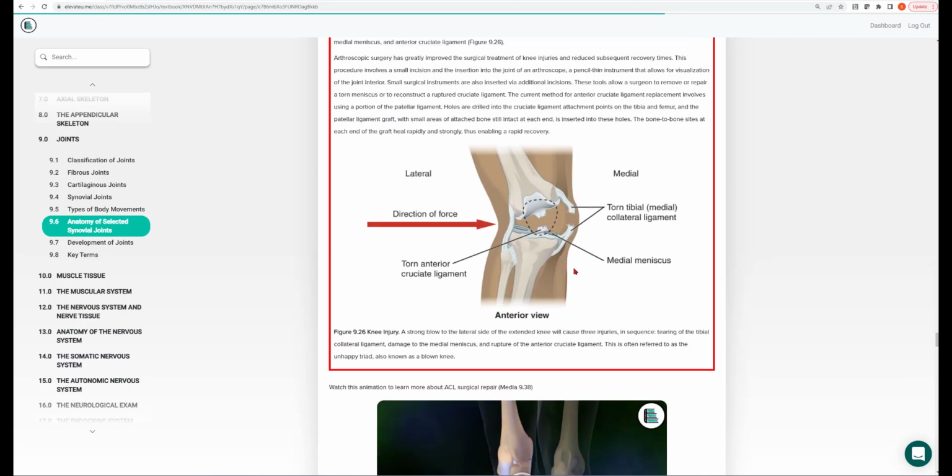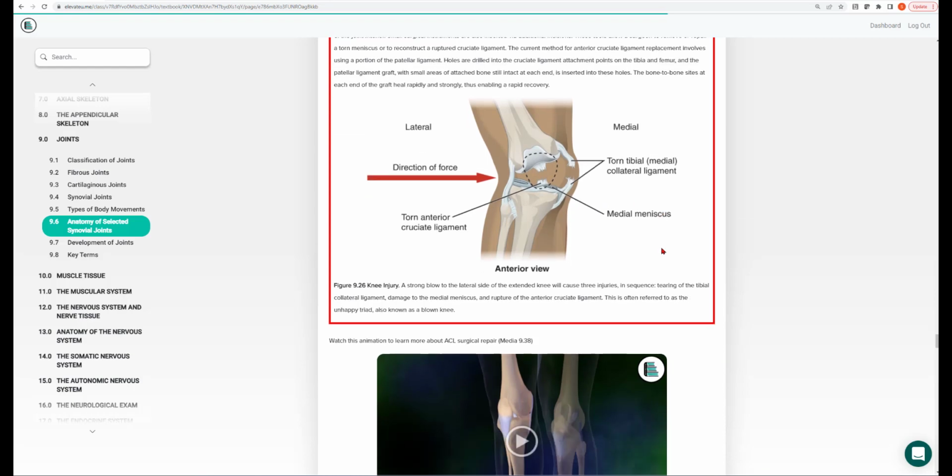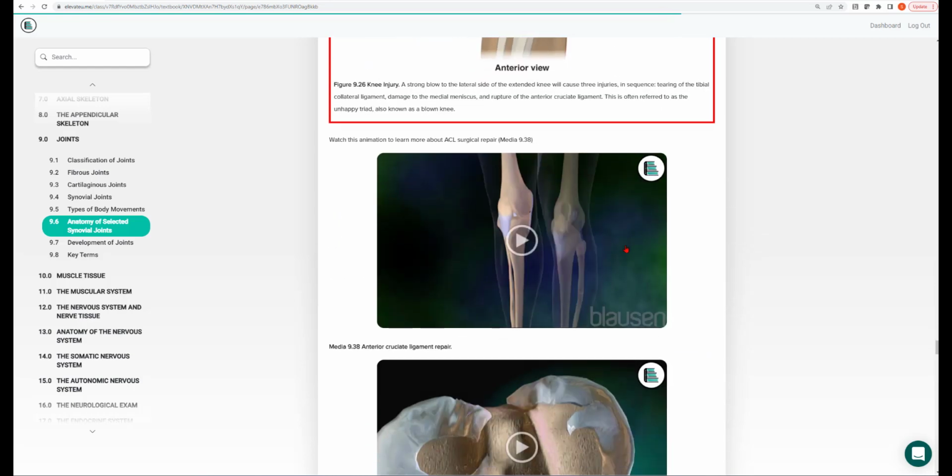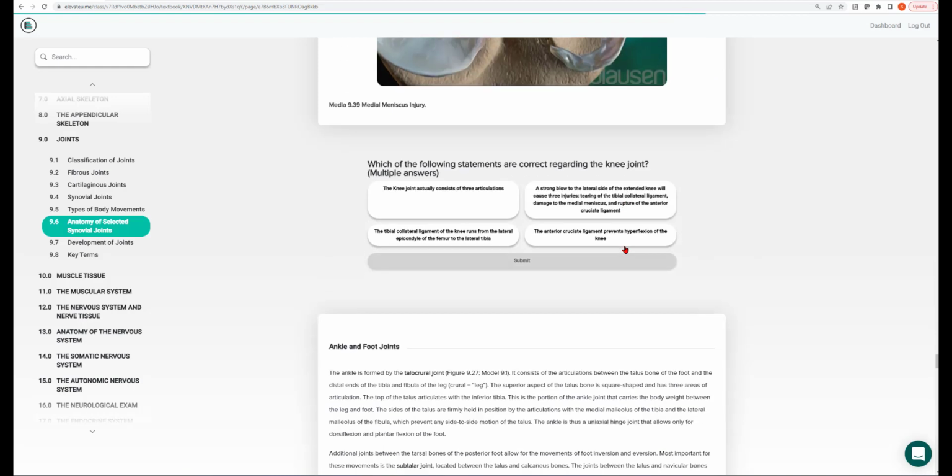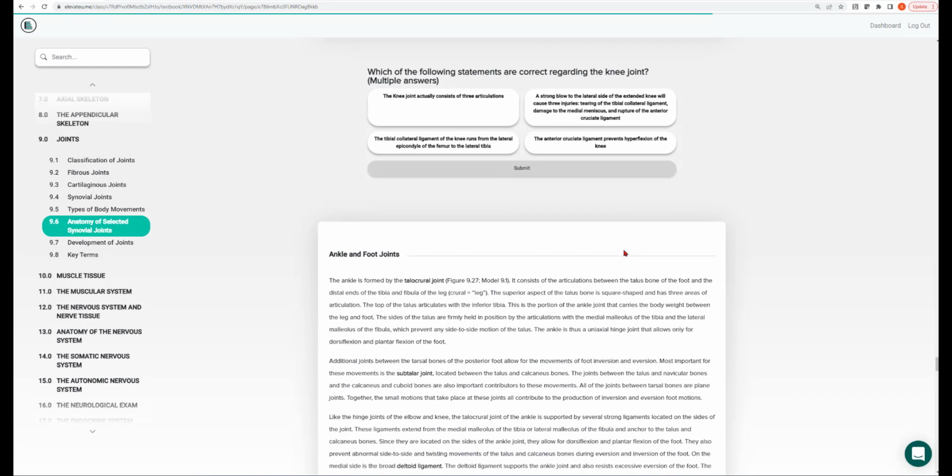Oftentimes in a really bad injury to the knee, not only will the ACL get torn, but the MCL will also get torn. So that is not uncommon. If someone's hit from behind hard, the ACL and the MCL oftentimes will tear simultaneously. If you know somebody who's had an ACL repair, this is a great video to watch.